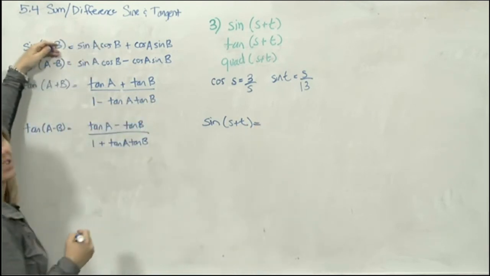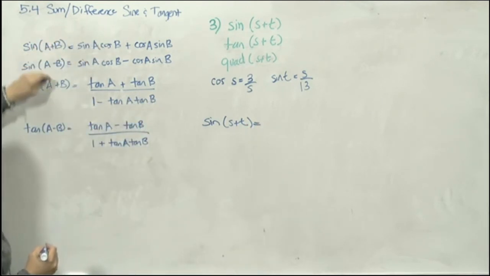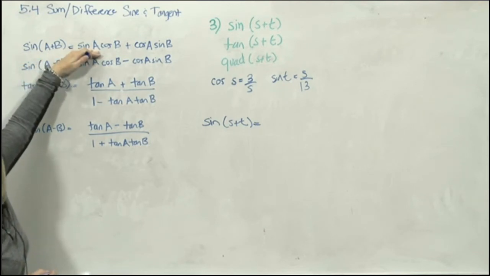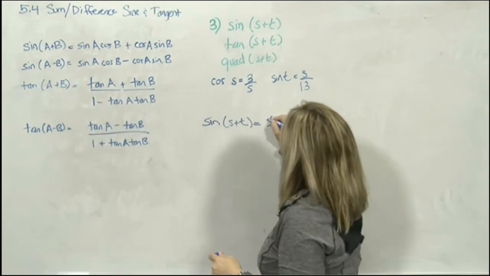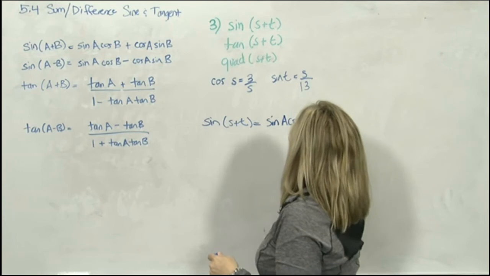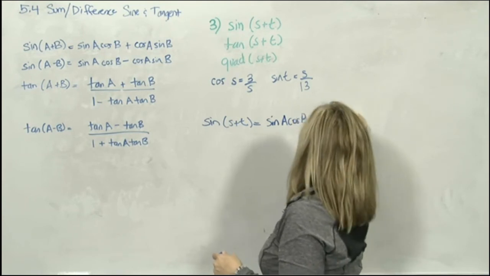They're giving us the left side. I apologize. They're giving us the left side, sine s plus t. They want us to find the right side. So I'm going to write it down. So this is going to be sine alpha cosine beta plus cosine alpha sine beta.